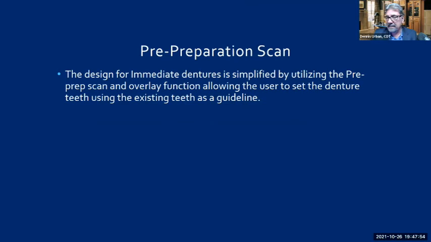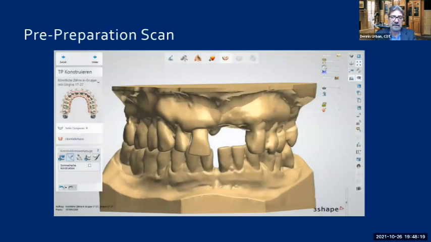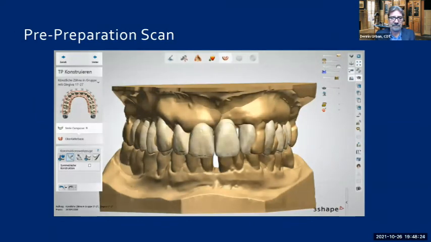So the pre-preparation scan is the design for immediate dentures, and it's simplified by utilizing the pre-prep scan. It's an overlay function which allows the user to set the denture teeth using the existing teeth as guidelines. And I used to do this on the analog side. When I had a full upper or full lower dentate arch that was going to be an immediate, a lot of times I would take one or two teeth out at a time. And now we can do this here. You can see here, we have this pre-preparation scan. All I do is one click, and everything comes into play here. And we're ready to do any adjustments we need to do, and then we can mill the denture.